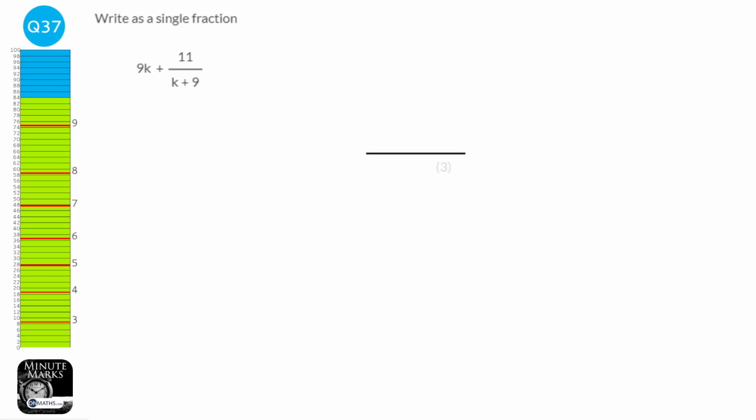When we add fractions or integers and fractions, we need the denominators of the fractions to be the same. And when we've got an integer, we just convert it to a fraction. And here, we've got 9k. And we need to convert that to a fraction that is over k plus 9. And the way we do that is we get the 9k and we times it by k plus 9 over k plus 9. And effectively, k plus 9 over k plus 9 is just 1. So we're doing 9k times 1. So we're keeping it the same. We're keeping it as 9k.